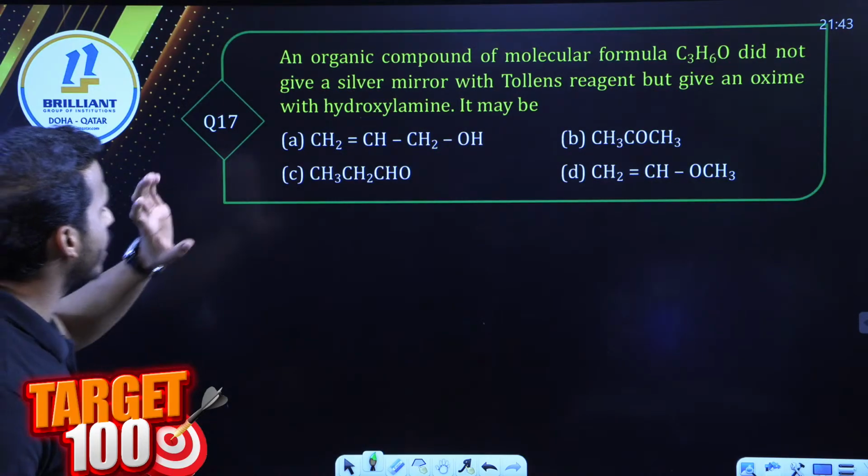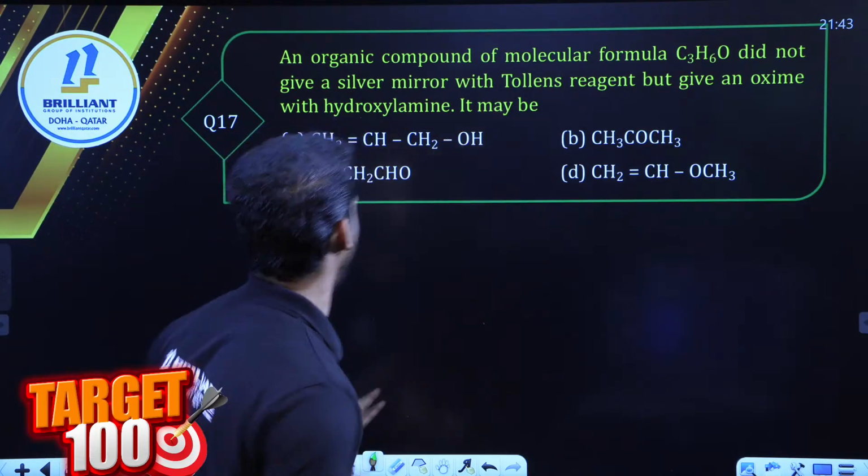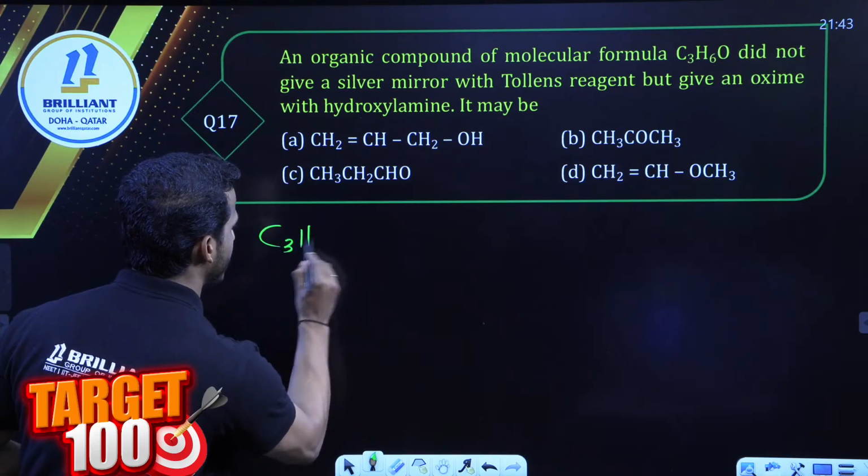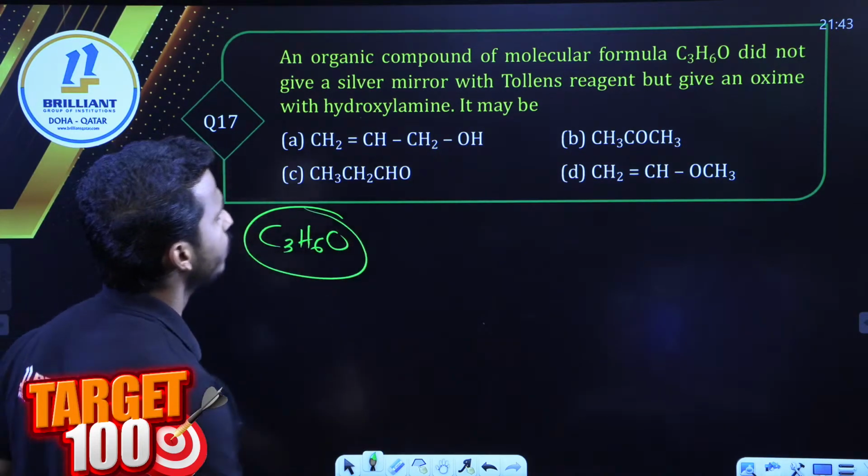Come on everyone. An organic compound of molecular formula C3H6O.